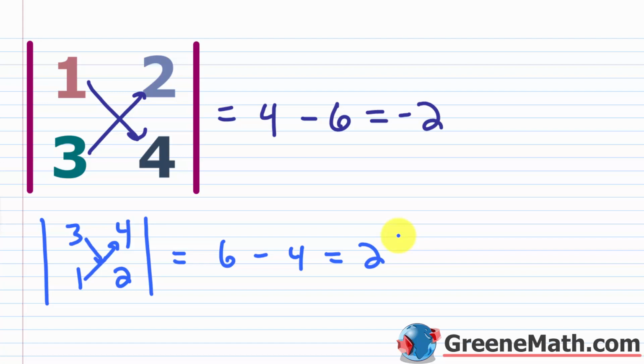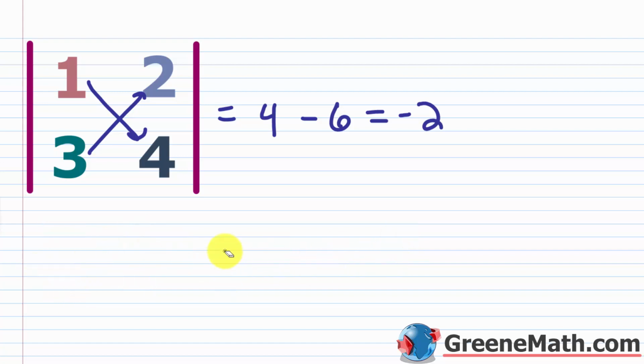The second one that you need to understand: if we multiply a row by some non-zero real number, then essentially you can just multiply the determinant by that same non-zero real number. So let me give you an example of that.